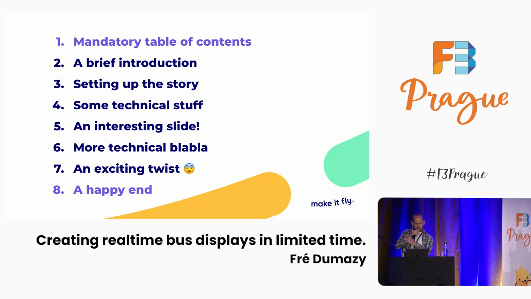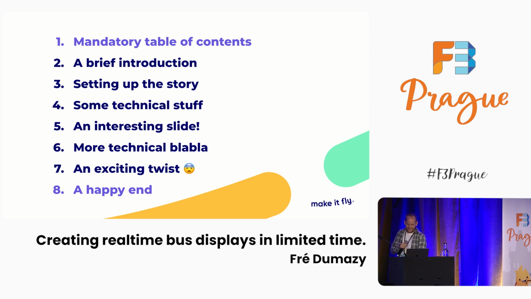So first of all, a quick overview. I need to do this mandatory table of contents, then I'll give a brief introduction, I'll set up the story a little bit, then we get technical somewhere. It's going to be an interesting thing in there, don't worry. And then at the end, we'll have an exciting twist just to have a happy ending.